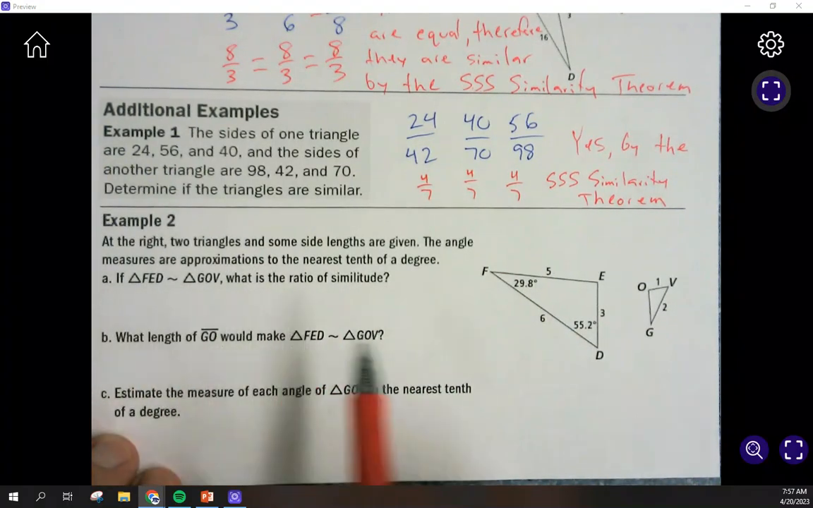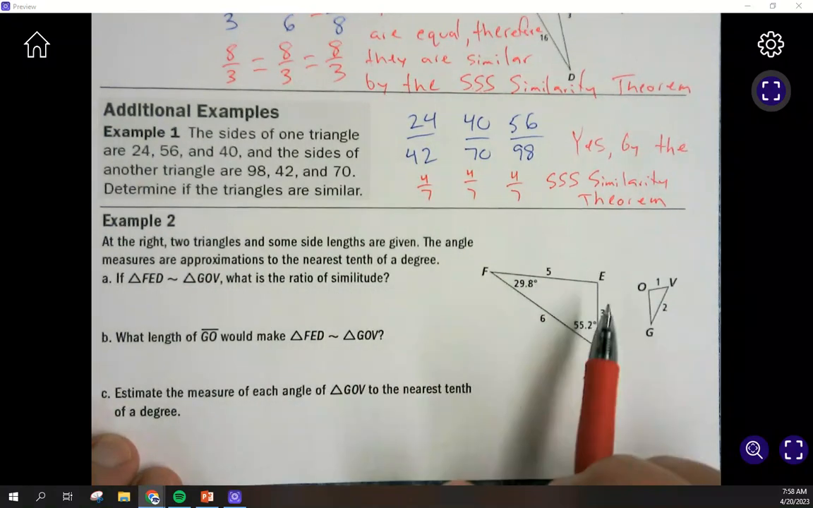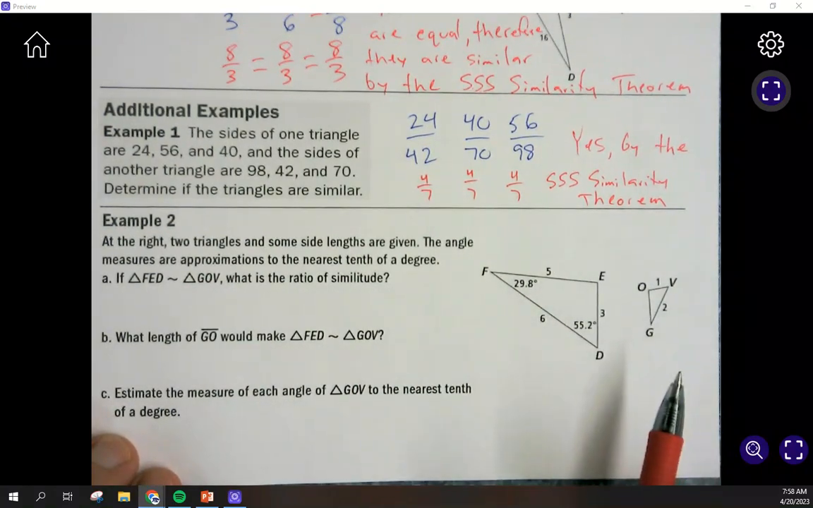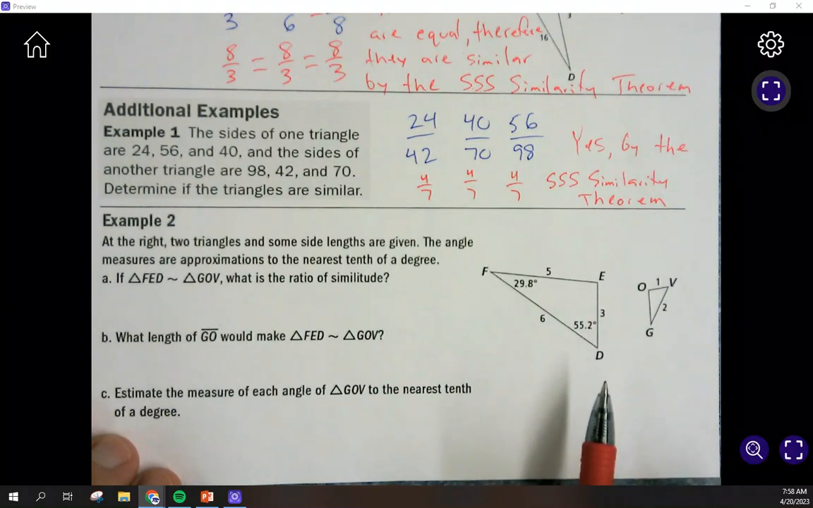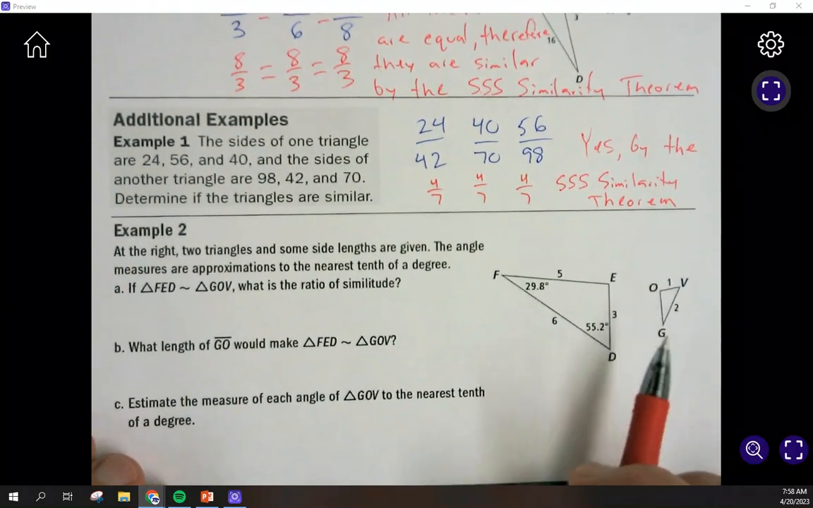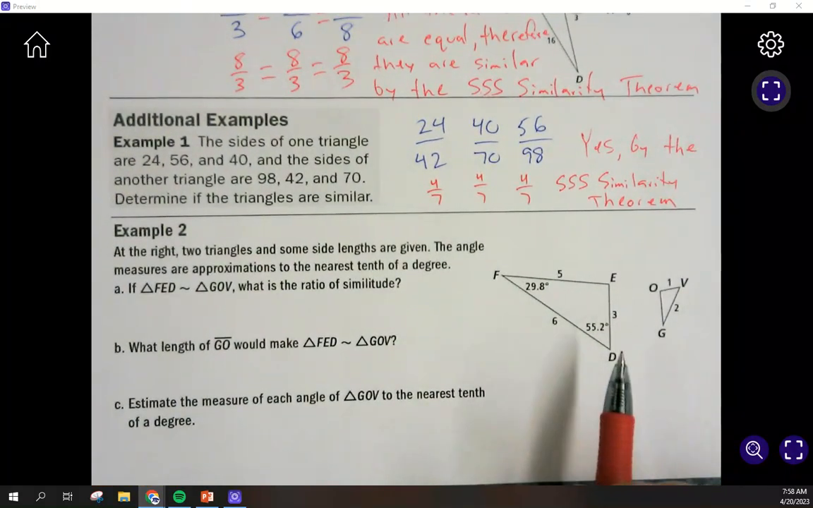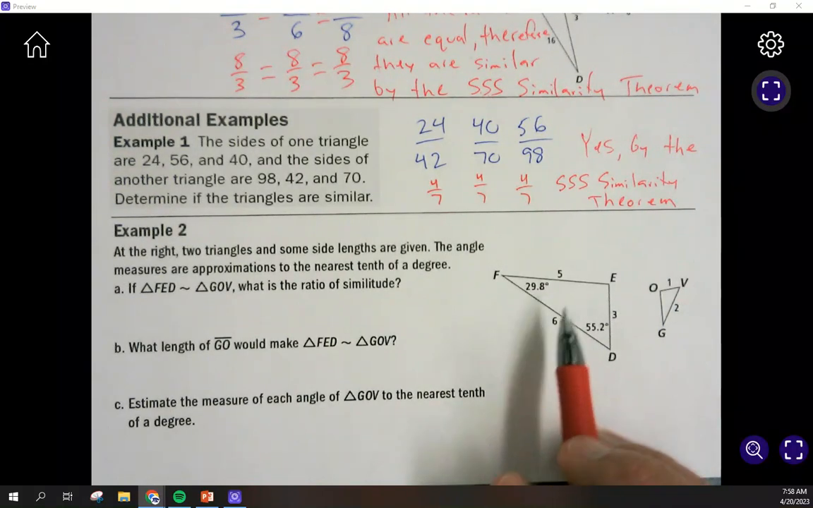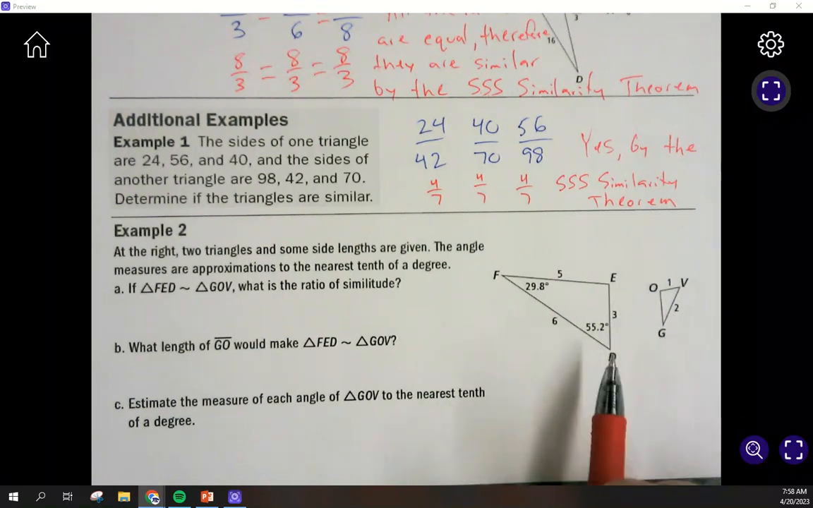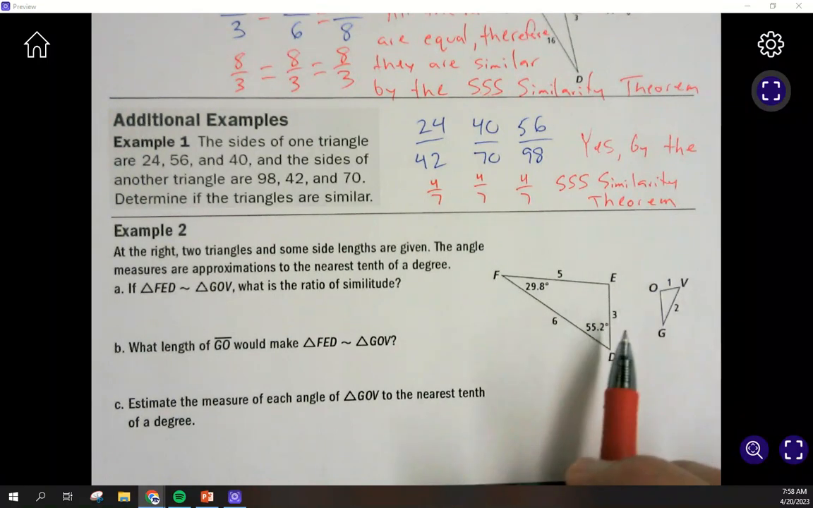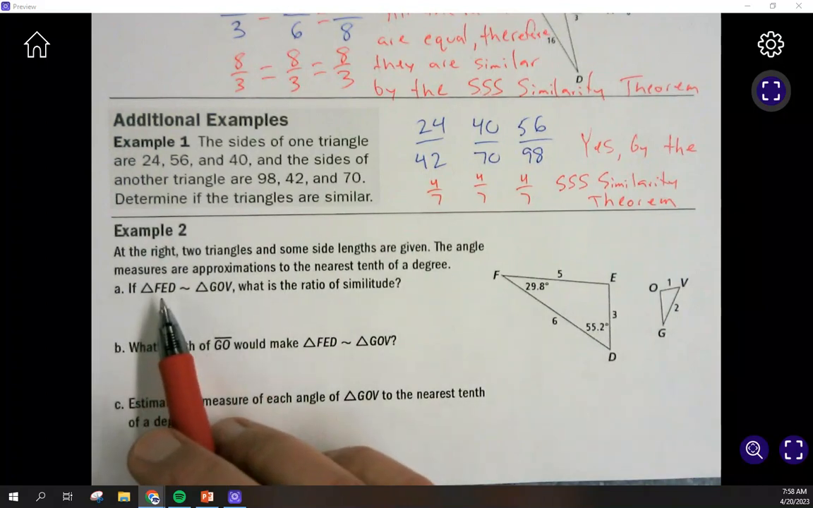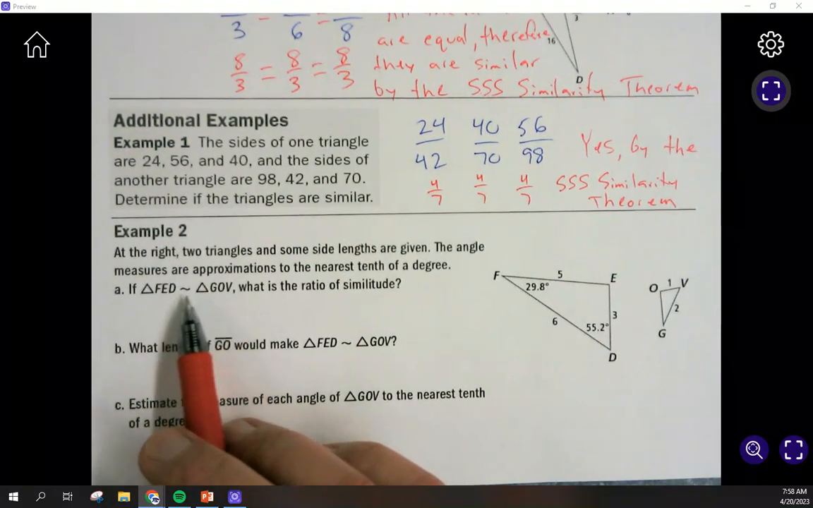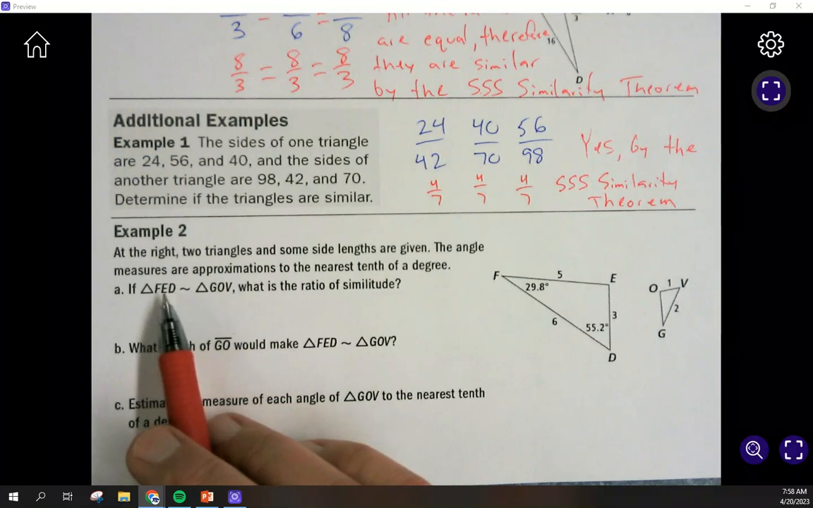So if these are similar, what's the ratio of similitude? As we look at this, you can kind of match things up in the picture, but we want to make sure that we get the biggest side with the biggest side, and so on. So we can't just randomly grab any side and put it with something, although I do think this does match up in a way that you can see it.